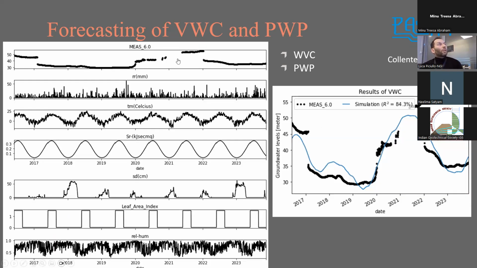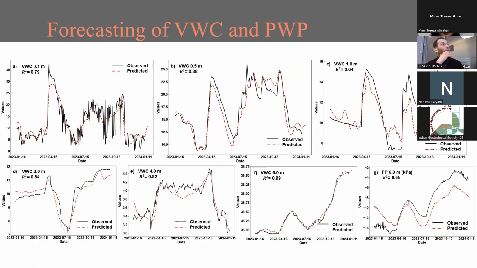This is what we have done. We wanted to predict our hydrological variables, volumetric water content and pore water pressure. These are the variables we have used: rainfall, temperature, solar radiation, snow depth, sky view index, and relative humidity. And this is the result. In black you see what we were monitoring, and in blue our back calculation, plus the 3 days forecast. This is for the 6 different depths of the volumetric water content. The black is the observed data, and in red is what we are back calculating, plus the prediction at the very end. So this is for the volumetric water content and the pore water pressure. The correlation coefficient is quite high in many cases, okay in others.